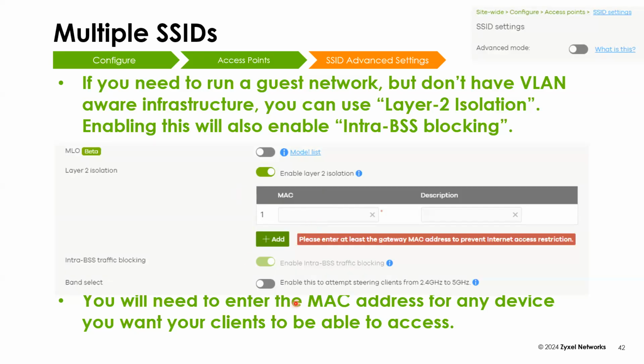So you will need to manually enter the MAC address for each device you want users on that SSID to have access to. So maybe in addition to internet, maybe you want to give them access to a network printer or a shared file server, something like that. You can do that by adding each of those in there and whitelisting them.